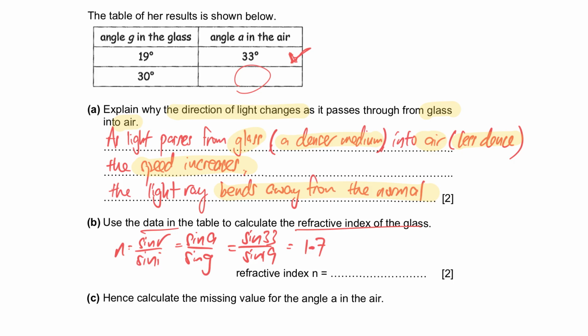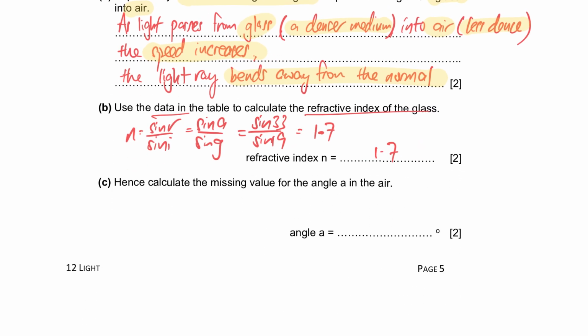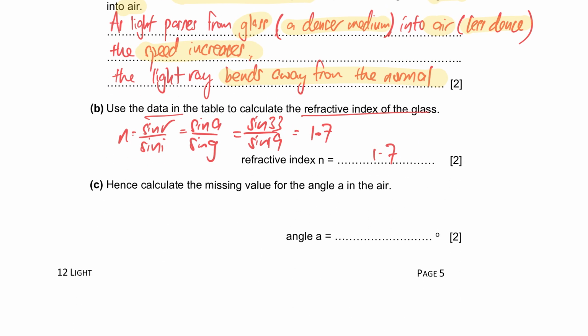So you know you're on the right track. Refractive index of glass is about 1.5, 1.6, or rather even 1.7. All right, now next, the last part, part C here, you're supposed to find the missing angle A here.